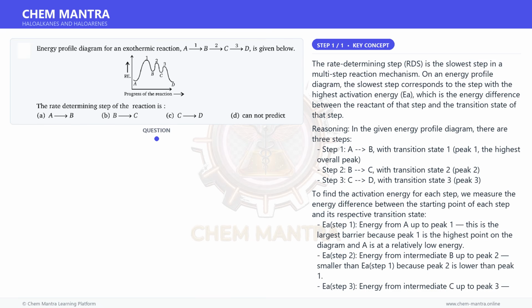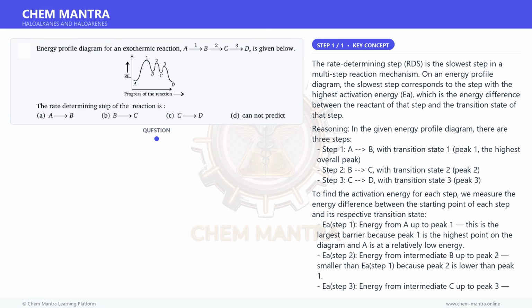Therefore, the activation energy for step 1, A to B, is the largest, making it the slowest and hence the rate determining step. Why other options fail? B to C: the activation energy from B to peak 2 is smaller than that of step 1. C to D: the activation energy from C to peak 3 is the smallest of all 3 steps.